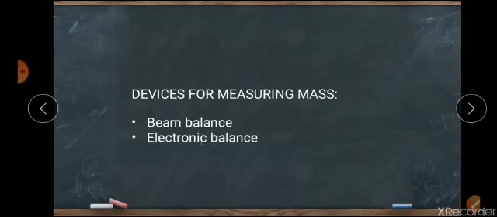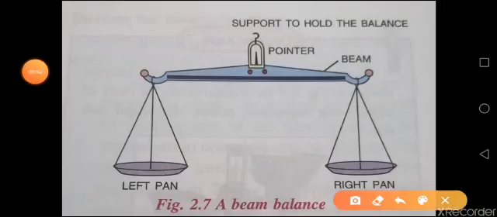Now let us see what are the devices for measuring mass. You can use either a beam balance or an electronic balance. Both of these will be very familiar to you when you go to your shops, or when you go to a goldsmith, or you go to some grocery shops. These all are very familiar to you. Now let's see how we are going to take readings out of these.